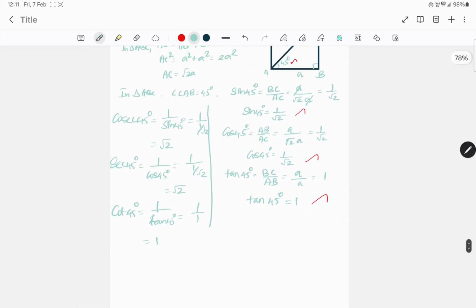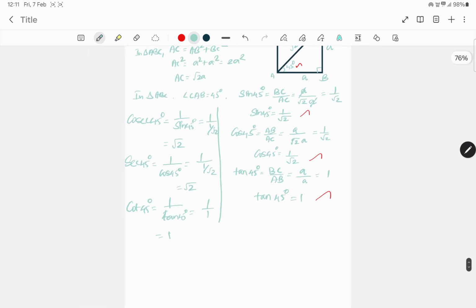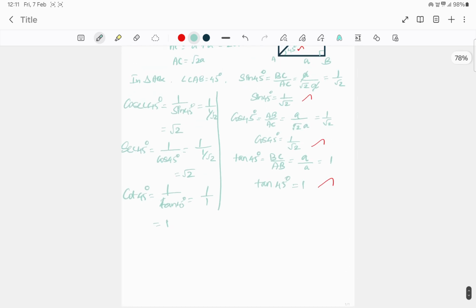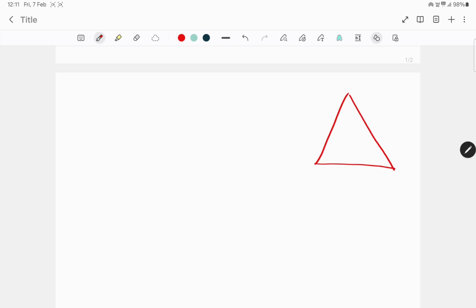Now we have found the 6 trigonometric ratios for the angle 45 degree. Now we will find the 6 trigonometric ratios for 30 degree and 60 degree. Let us take an equilateral triangle.